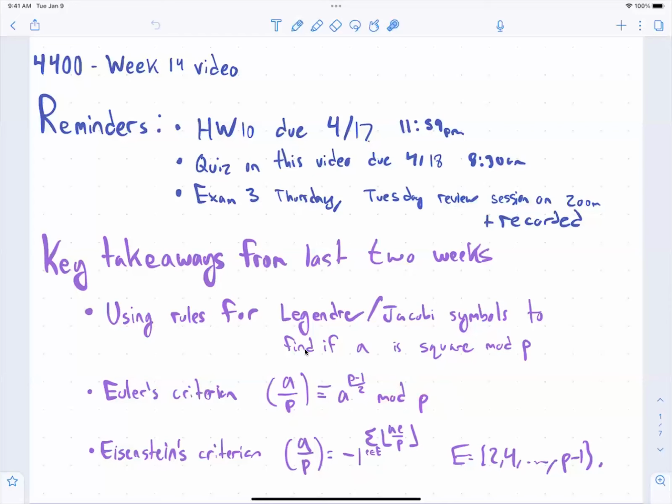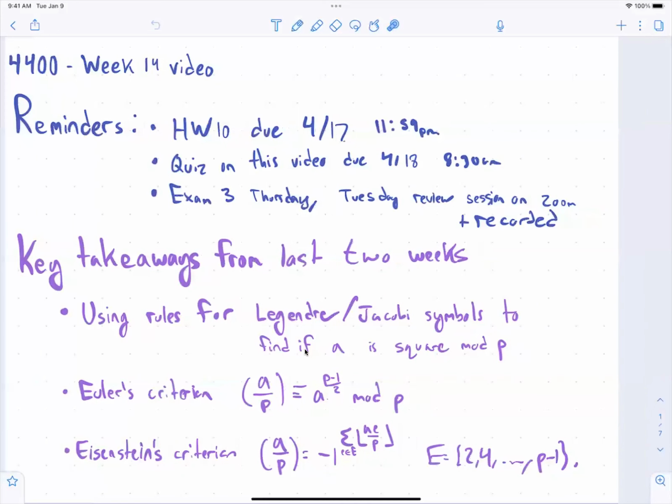You don't need to worry about having memorized the proof of quadratic reciprocity using Eisenstein's criterion or anything like this, but you should have basic familiarity with how to use these to actually compute. Okay, good. So that's what we did.